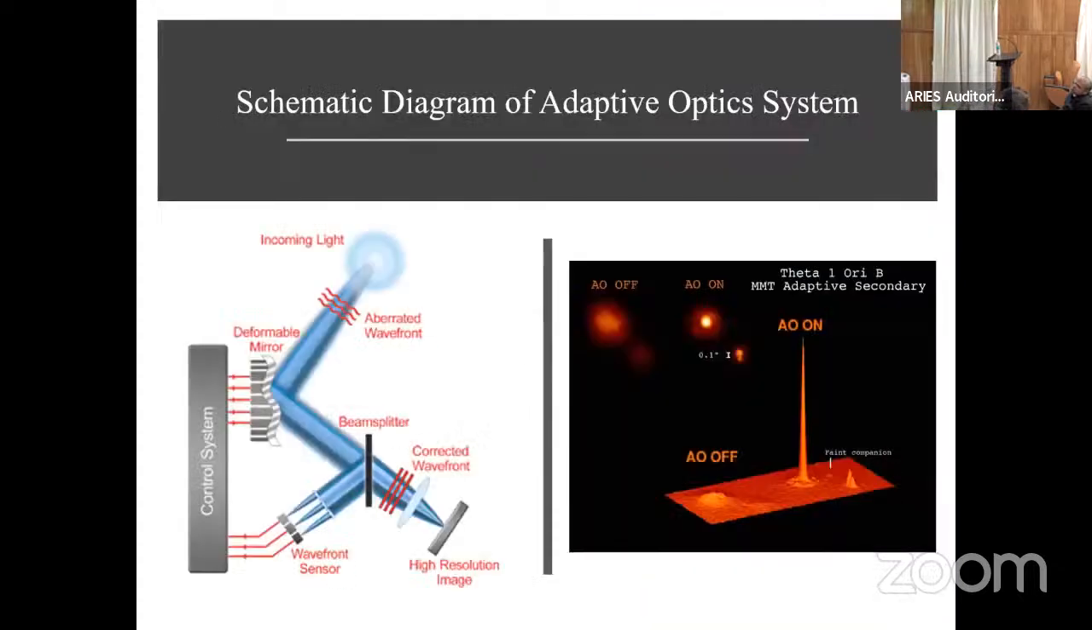Say, for example, incoming light is coming, but then you have to have a deformable mirror. And you have to run it with actuators, all the actuators, and how fast you can run them matters. There's a beam splitter and a wavefront sensor, and it will indicate how much you can correct it, then the corrected image, and this is your high resolution image. Now the question comes: how many actuators can you run?